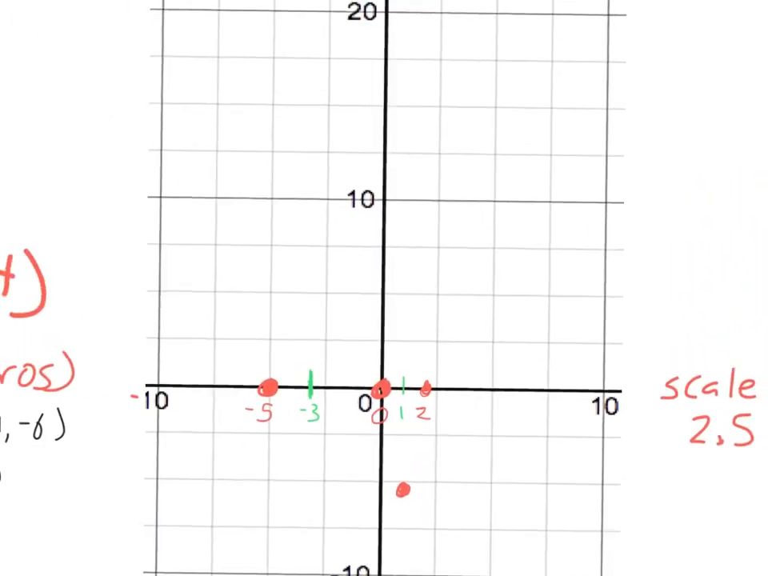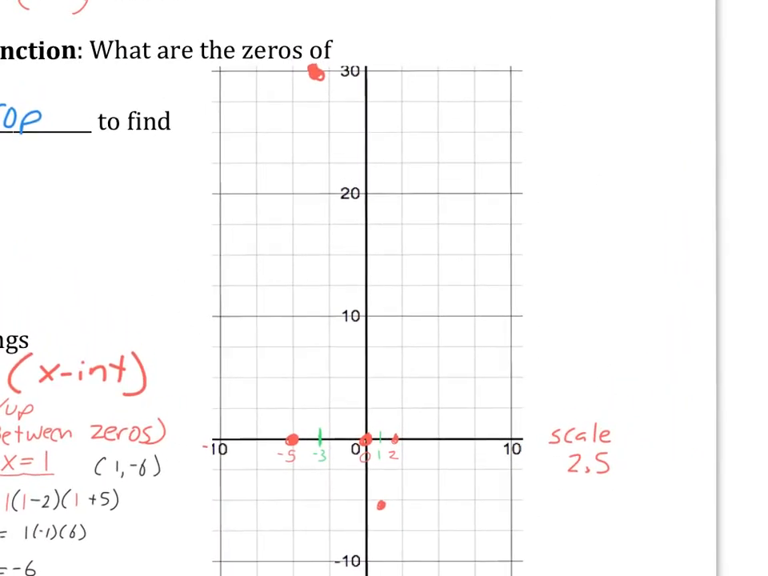So globally, let's see what happens. The function starts at infinitely low here. It comes up, stops about 30, comes back down, shoots through the 0, hits here, the negative 6, comes back up through the 2, and up forever.